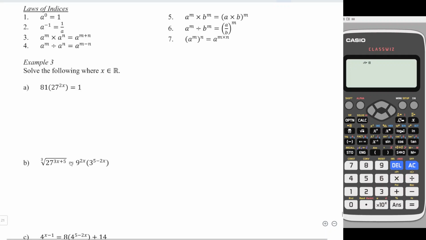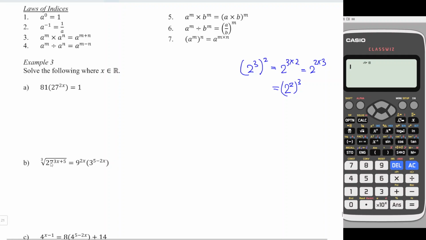B, on the right hand side we have the cube root of 27 to the power of 3x plus 5. Before that, let's consider 2 to the power of 3, the whole thing to the power 2, which means that we will have 3 times 2. This is exactly equivalent to 2 to the power of 2 times 3. 3 times 2 and 2 times 3, we will obtain exactly the same number. Which means that we can rewrite 2 to the power of 3 to the power of 2 as 2 to the power of 2, the whole thing to the power 3.